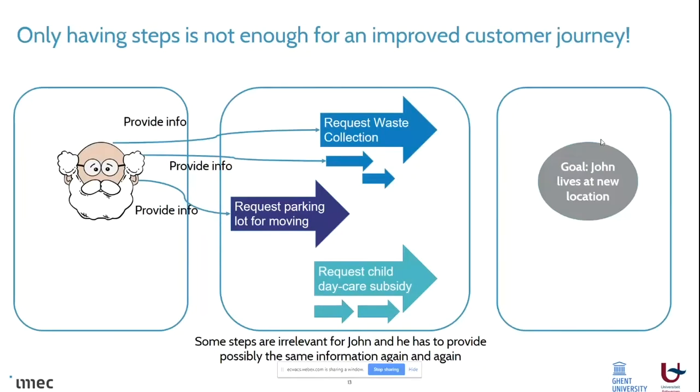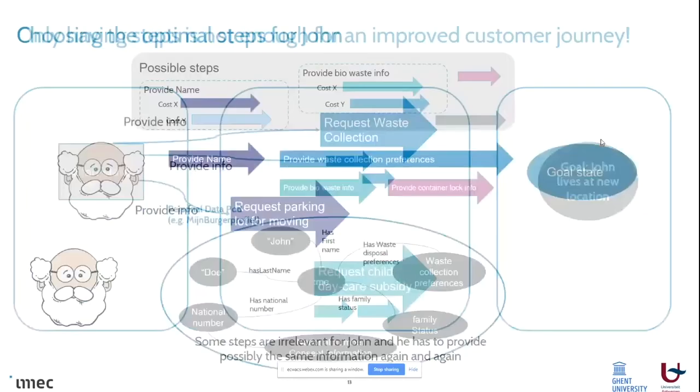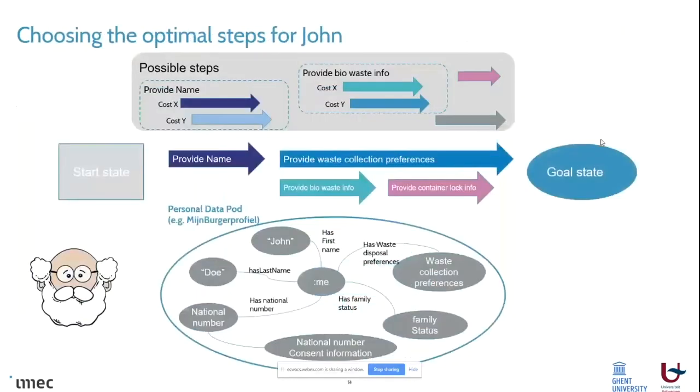There is also, like indicated here, the request child daycare subsidy, which is a step which might not be relevant for John because he doesn't have a child. He still maybe sees these steps. So he still has this whole bunch of steps, and he's still quite lost because he's maybe a bit overwhelmed by all the steps he might have to perform to reach his goal. So the heart of our solution is the choosing of optimal steps for John.